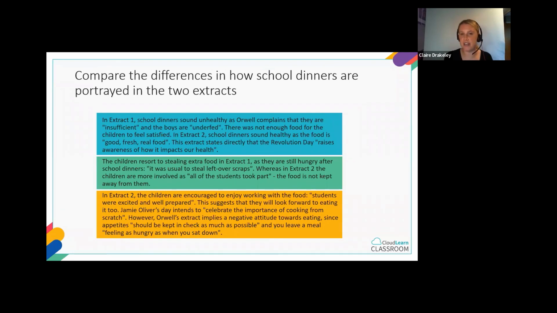compare how they're portrayed rather than how they're conveyed. I hope that makes sense. It is tricky, but as I say, we're going to go over again in a further lesson how to answer essays.